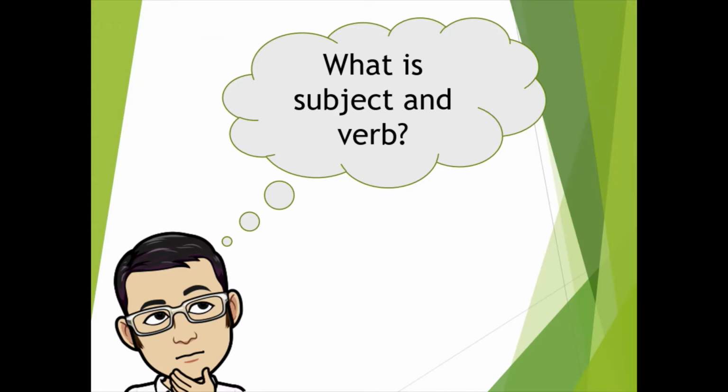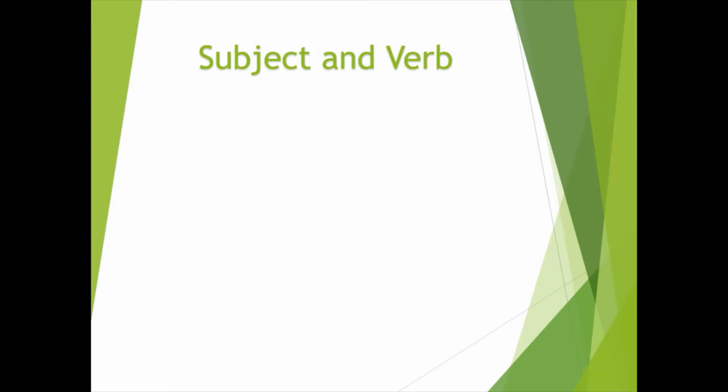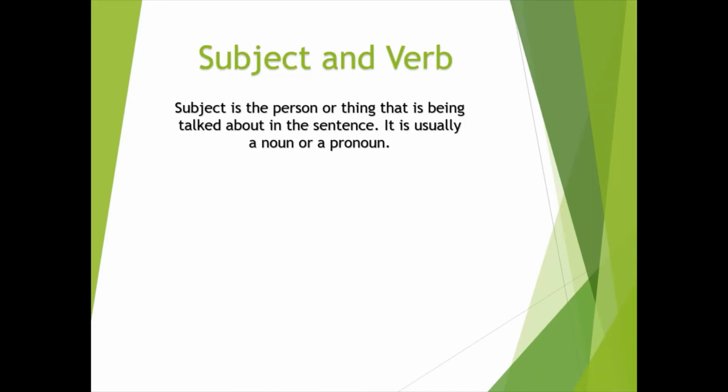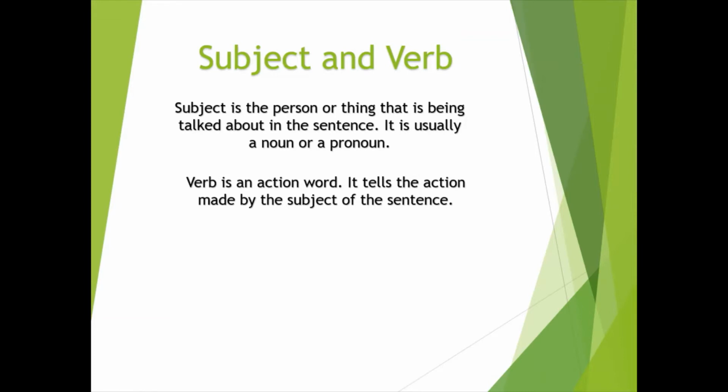But before we start, let's have a recap on subject and verb. What do we mean by subject and verb? The subject is the person or thing that is being talked about in the sentence. It is usually a noun or a pronoun. Verb is an action word. It tells the action made by the subject of the sentence.